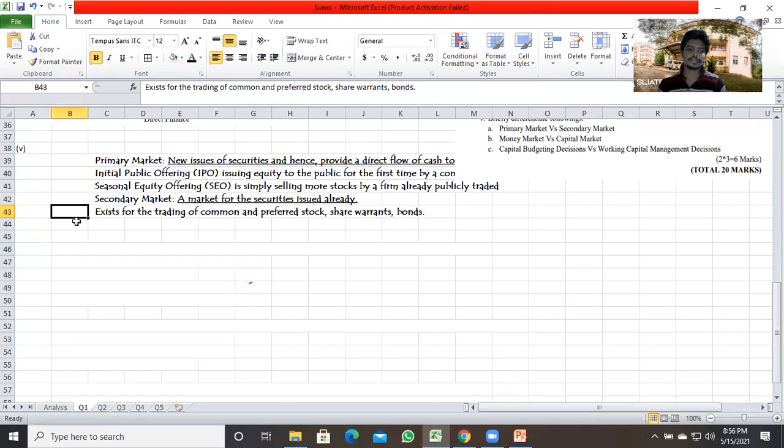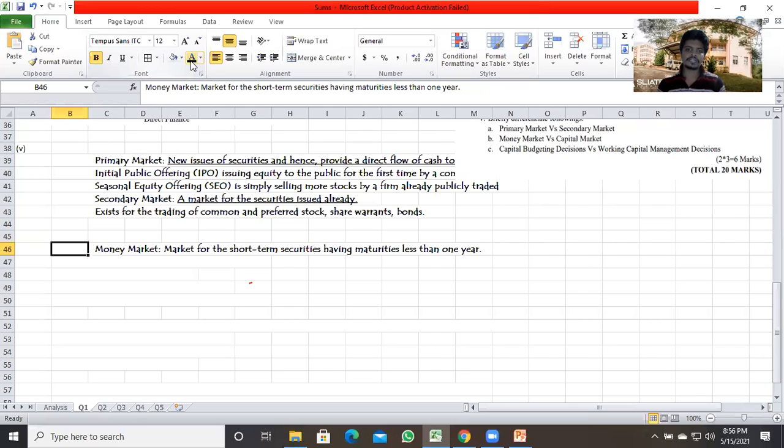Yes, normally what is happening in the CSE, Colombo Stock Exchange, is that the secondary market is also there. You can read those processes and identify the primary market, the IPO and the SEO, and how they work.